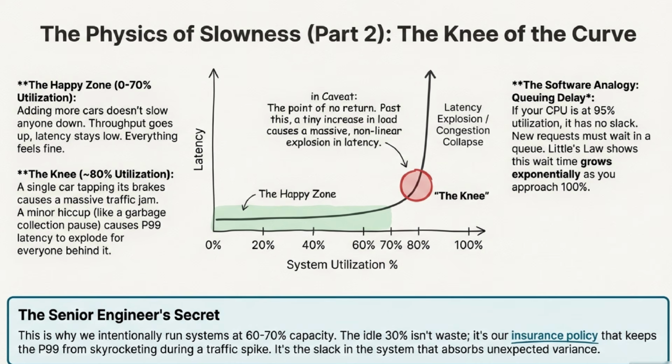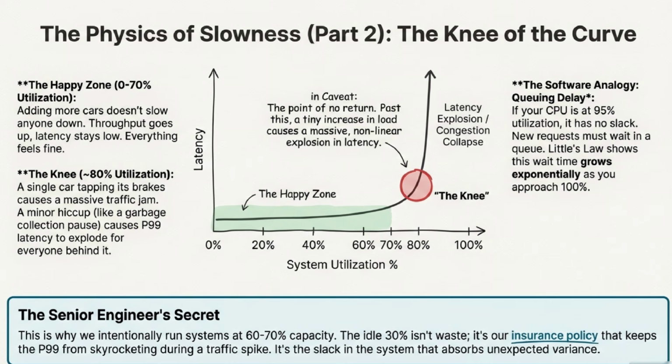Because cars are following each other closely, a single person hitting their brakes for half a second, a minor hiccup, causes a ripple effect. Suddenly, the P99 latency for the cars behind them doesn't just go up by half a second, it goes up by 10 minutes. In software, we call this queuing delay.